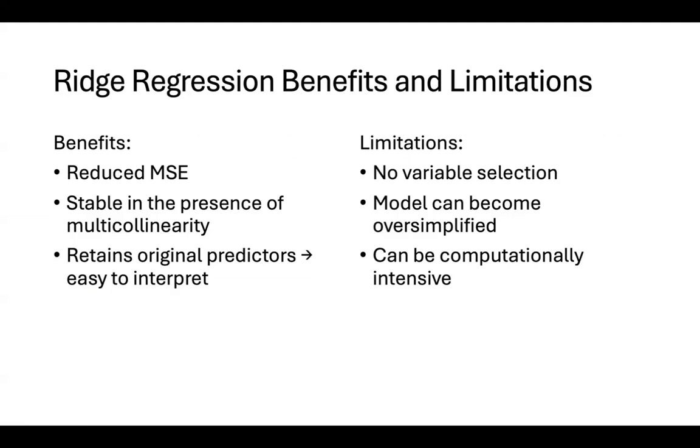Ridge regression has multiple benefits and limitations. Benefits include a reduced MSE. It is stable in the presence of multicollinearity, and it retains its original predictors, which makes it easy to interpret. The limitations of ridge regression are that there is no variable selection, so you can't tell which variables are most important within the dataset. The model can become oversimplified, and it can be very computationally intensive to run.